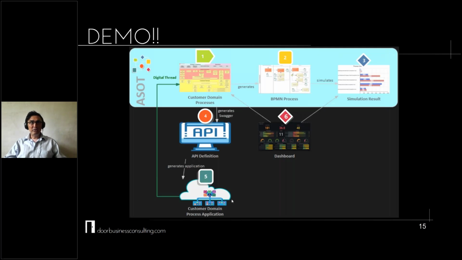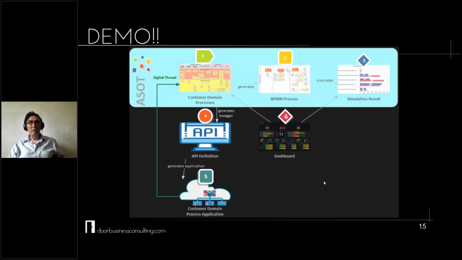Okay, so we have demonstrated that we can take a process, transform this process into a Swagger directly with the process description and the business entities or aggregated business entities that are connected to that, transform the Swagger into an application, and we have demonstrated the special technology that we have created at Door Business Consulting to establish a digital thread with your model.